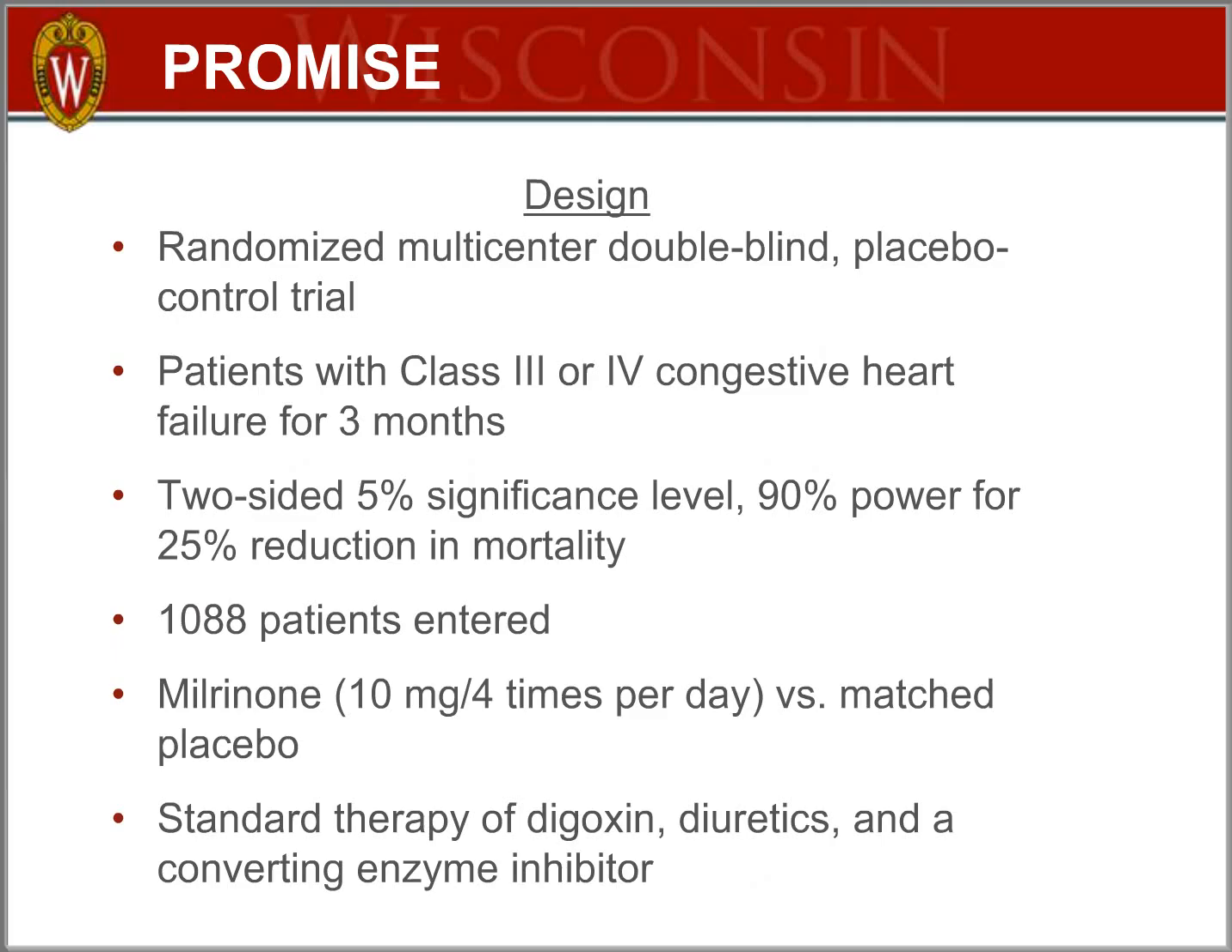The trial was designed to be randomized, multi-center, double-blind, placebo-controlled. Patients in class 3 or 4 were utilized. It was a design with a 5% type 1 error significance level, 90% power to detect a reduction of 25% in mortality. We'll examine later some of the pieces of that as to why that's relevant. 1,088 patients were randomized, a trial with milrinone versus a matched placebo, and they got all the standard of care as background.